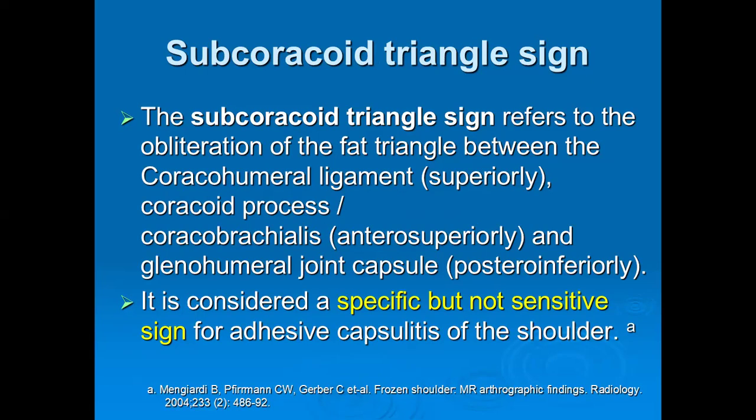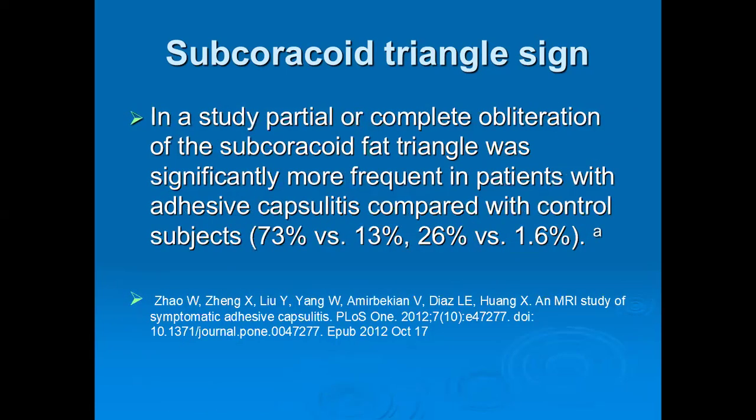The superior boundary of this fat triangle is the coracohumeral ligament, the anterior superior boundaries are the brachialis as well as the coracoid process, and the posterior boundary is the glenohumeral joint capsule.